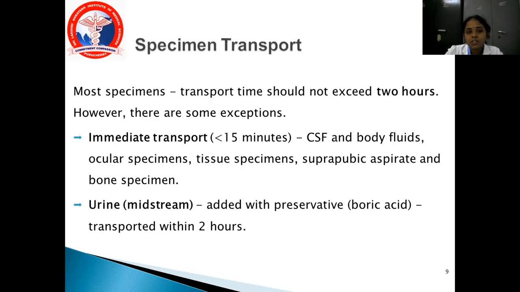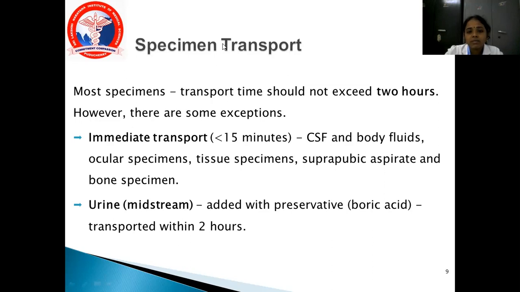Specimen transport: for most specimens, the transport time should be within 2 hours. However, there are some exceptions requiring immediate transport, that is, less than 15 minutes. Which specimens are these? Cerebrospinal fluid, body fluids, ocular specimen, tissue specimen, suprapubic aspirations and bone specimen. Urine added with preservative, that is boric acid, can be transported within 2 hours.